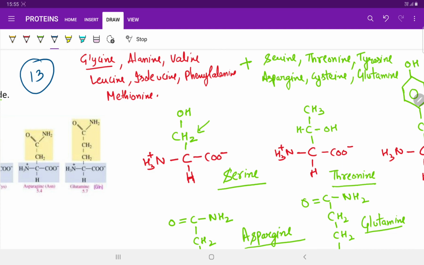So students, I hope this is helpful to you. Keep practicing these structures and draw them again and again so that you become familiar with the structural differences among the amino acids.